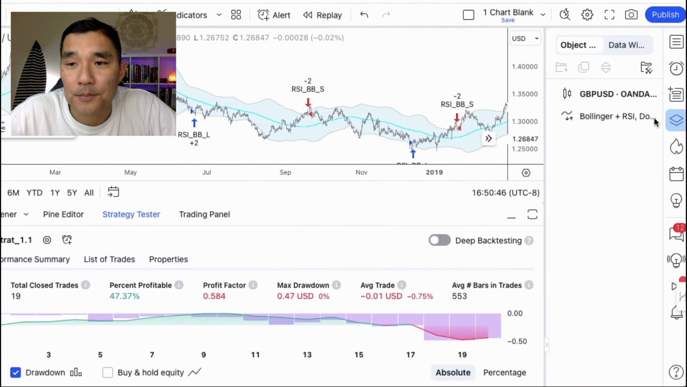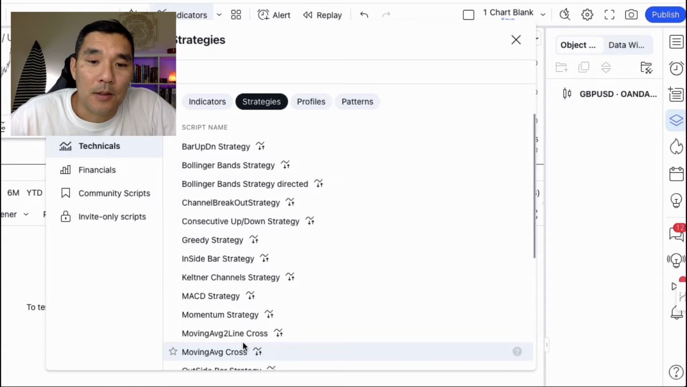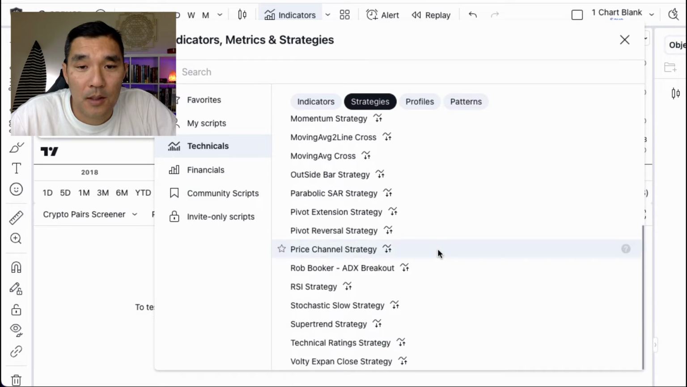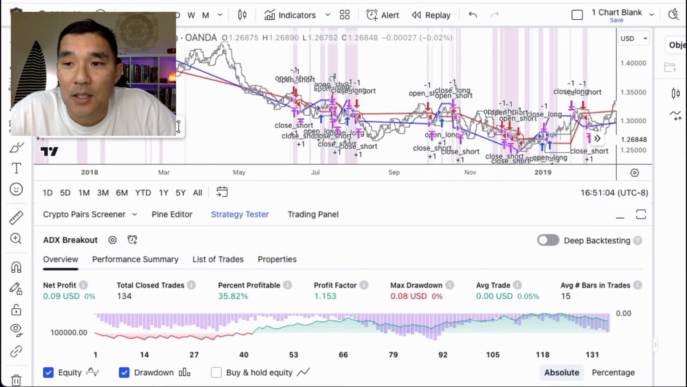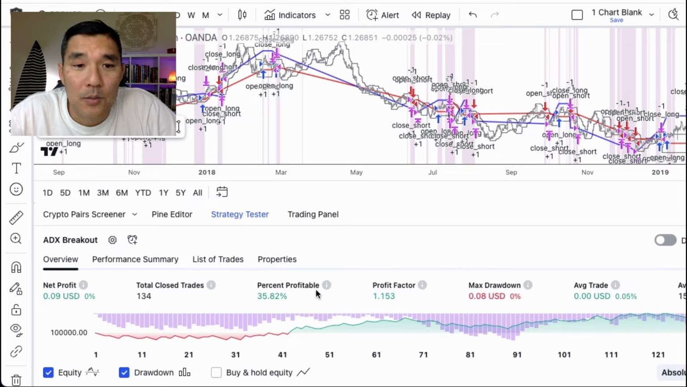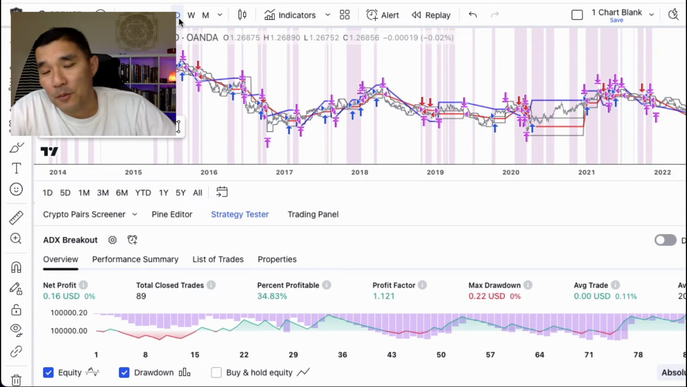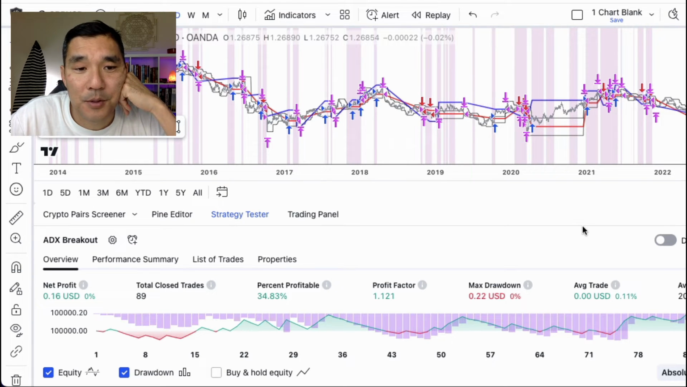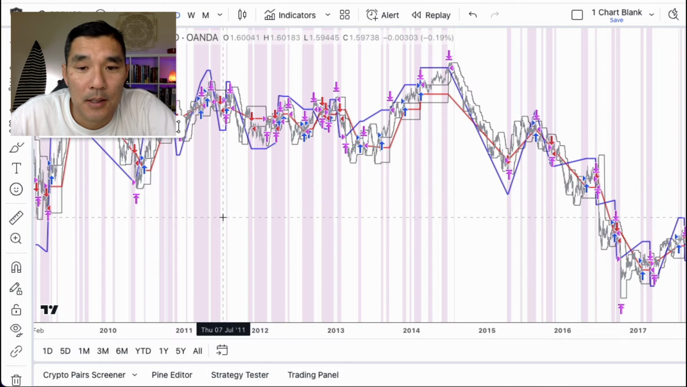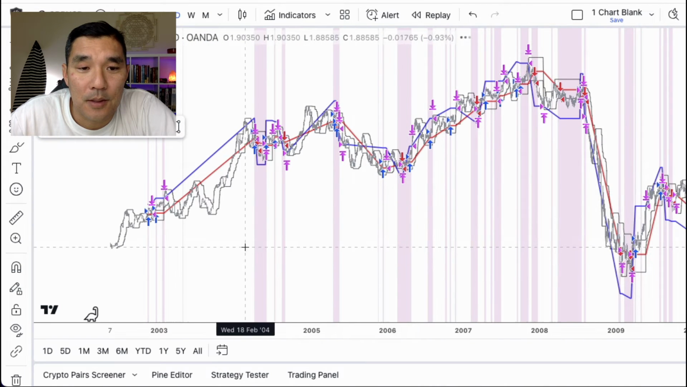In order to remove this, you can just go to the object tree right there, and then hit X, and that'll remove it. Now you load another strategy. Let's try Mr. Rob Booker's ADX breakout. Okay, so this one on the 4-hour chart is 35% profitable. Let's go up to the daily chart, 34% profitable. So it looks like it's one of those strategies that has a low win rate, but is targeting a higher profit per trade. It does end up net profitable, and if we scroll back, the results go back to 2003.